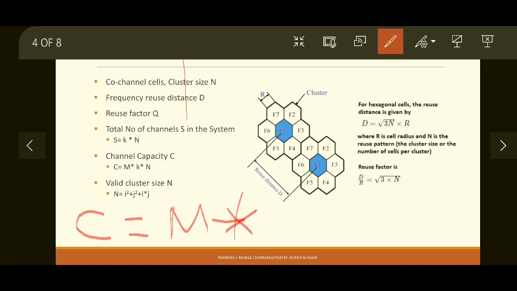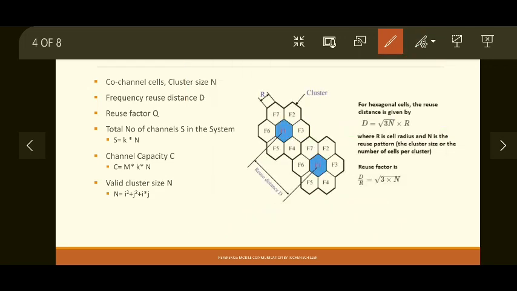So m is the number of times we are repeating the cluster. Then within the cluster each cell is using k number of frequencies, so into k, and within that cluster there are n number of cells. So the number of channels used in the entire system is m into k into n. I am repeating again: m is the number of times the cluster is repeated, k is the number of frequency channels in a single cell, and n is the number of cells in a cluster. So that defines channel capacity.